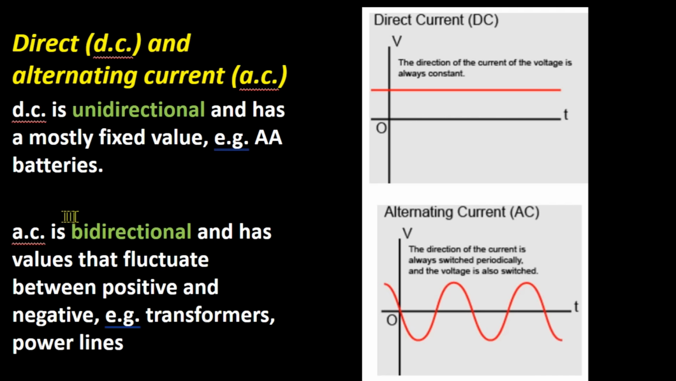Alternating current, however, is bidirectional, which means that it travels both ways and has values that fluctuate between positive and negative. Examples of AC would be transformers and power lines. Here we can see an alternating current, which is basically a transverse wave. The direction of the current is always switched periodically, and the voltage is also switched, where it is oscillating between positive and negative, positive and negative.